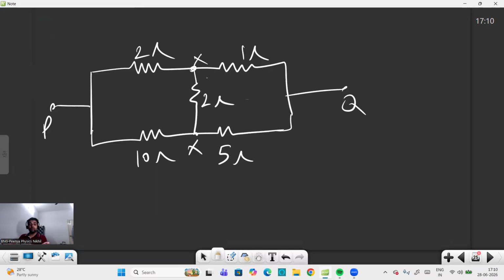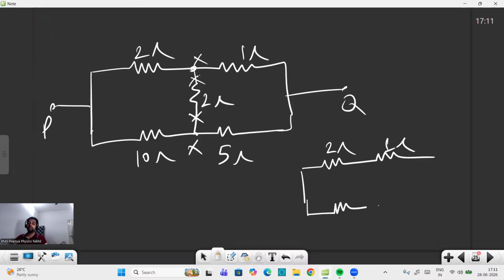When there is a potential difference between the two terminals, current flows. Here it is the same potential, so why will current flow? If current will not flow, what is the use of this 2 ohm resistor? We will remove this. So now this circuit can be drawn like this: 2 ohm and 1 ohm, and here it is 10 ohm and 5 ohm. Correct.